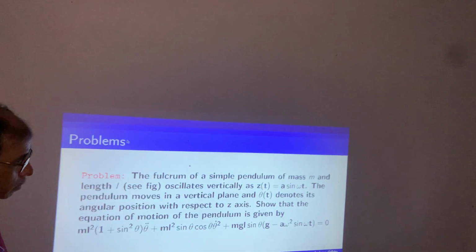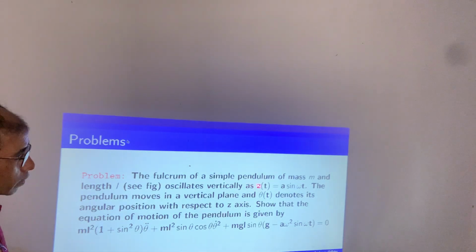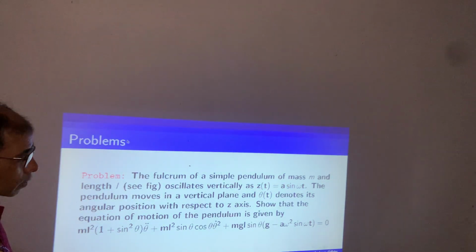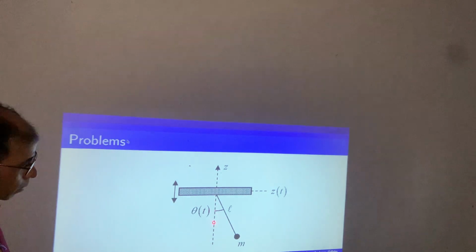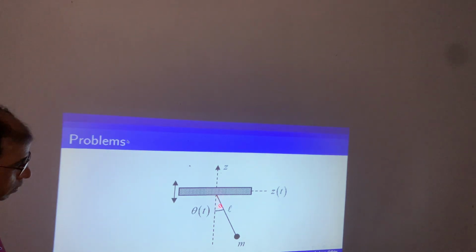This is the oscillation. This is a known oscillation that is controlled. This is z(t) equal to A sin omega t. So this part is oscillating, while this is the length of the pendulum, and this is the angle theta it makes with the vertical.